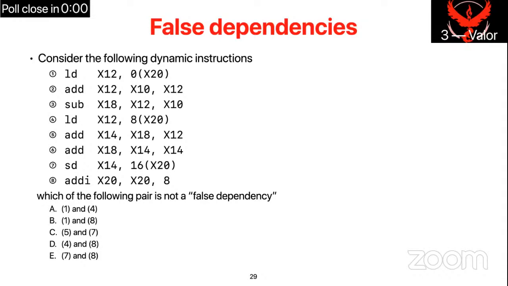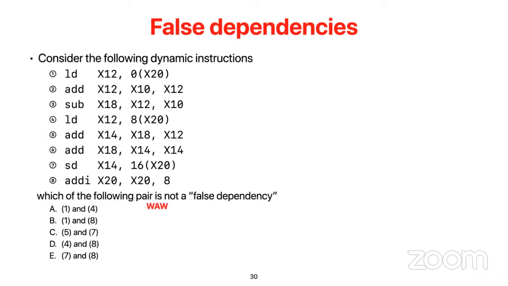Hi. The reason why it's not a false dependency is because it's read after write, which is a true dependency, because you're writing the result of the addition between x18 and x12 into x14, and then using that for storing. Right.